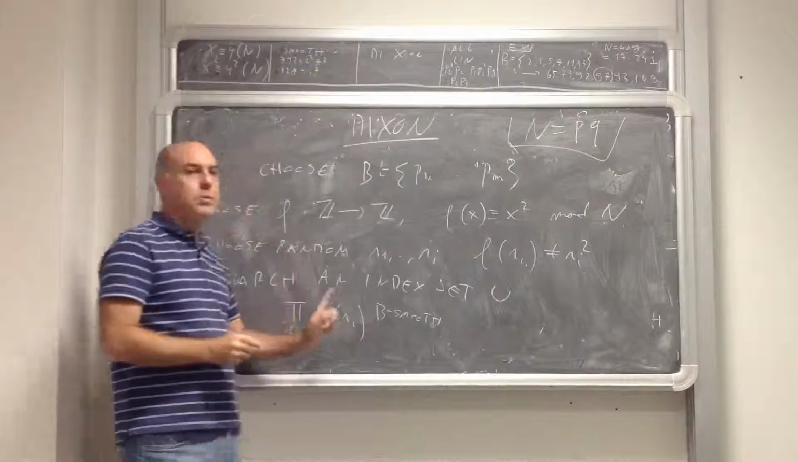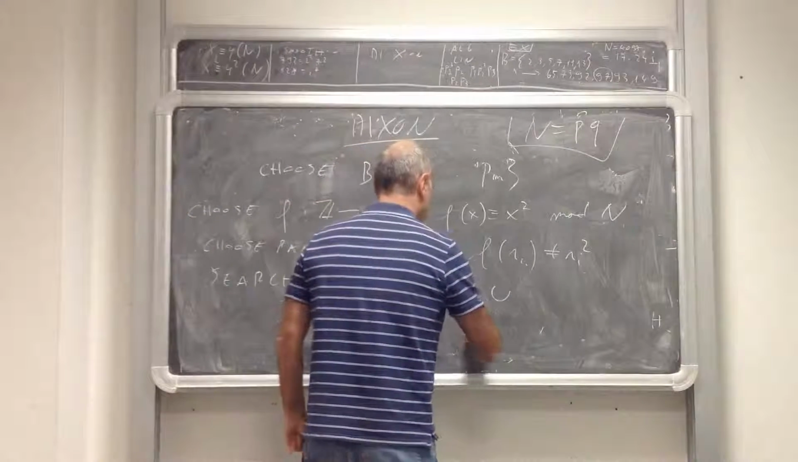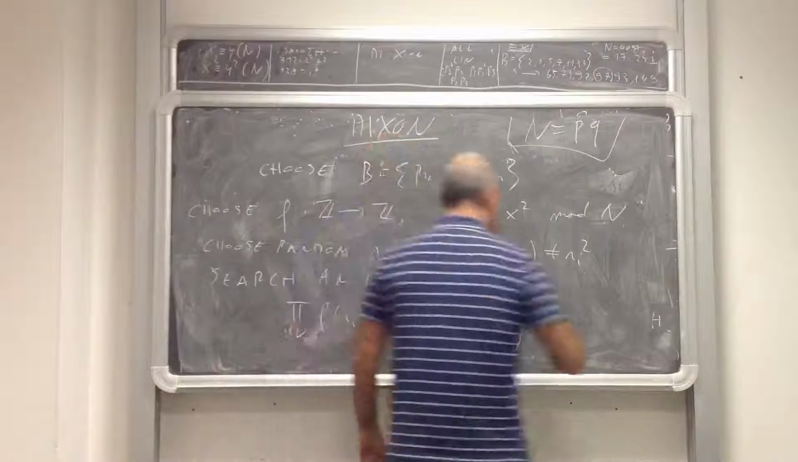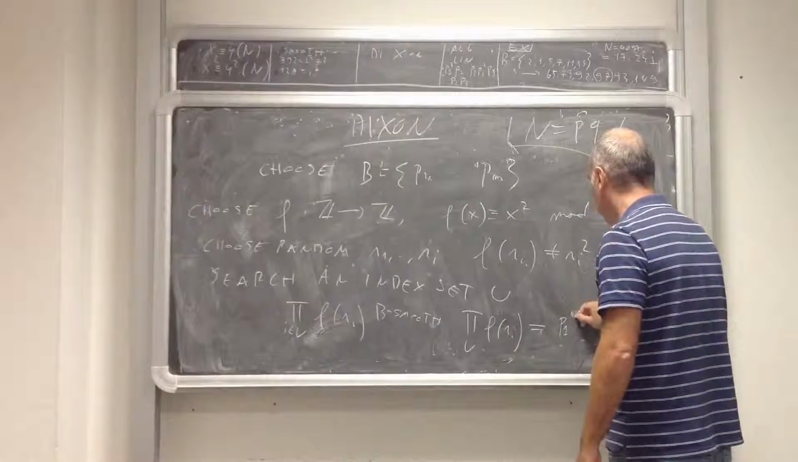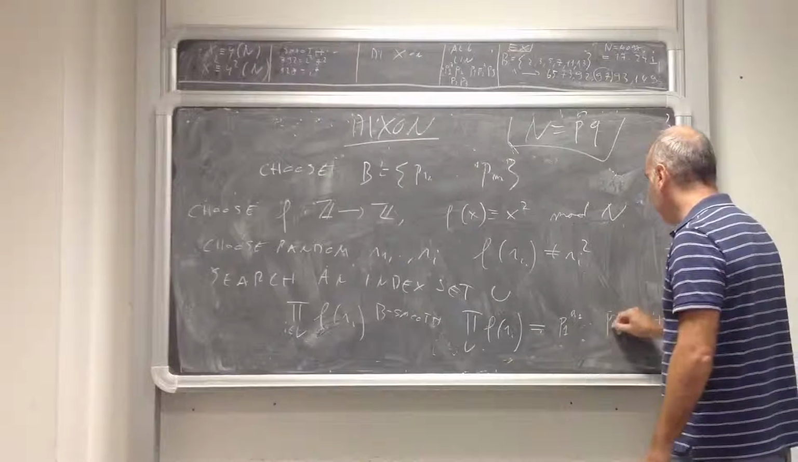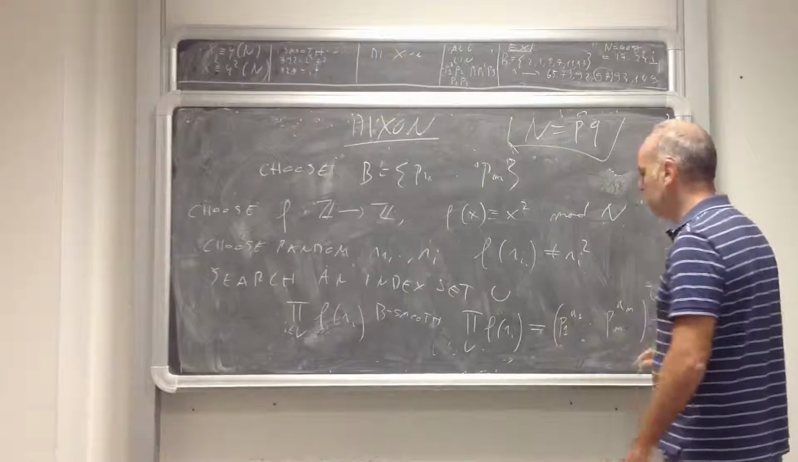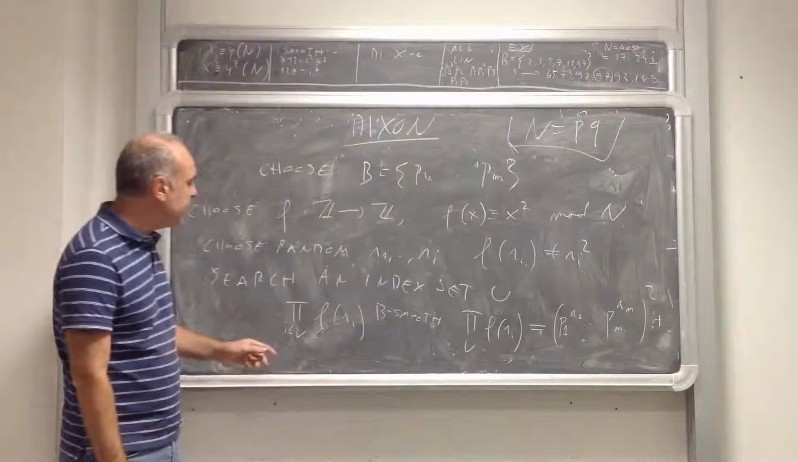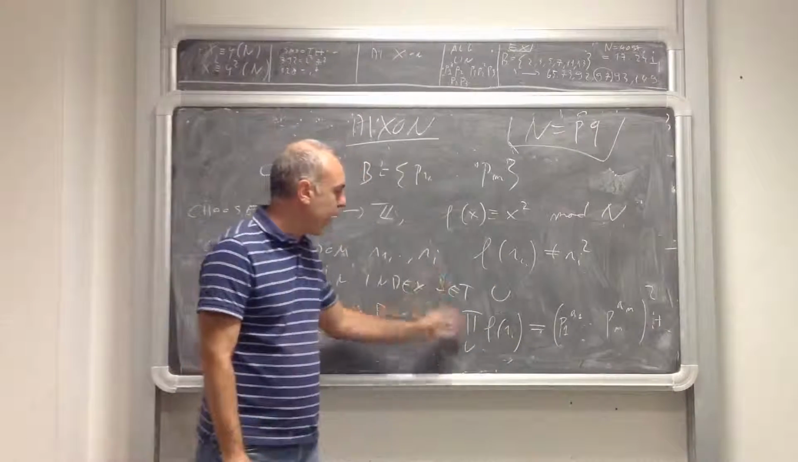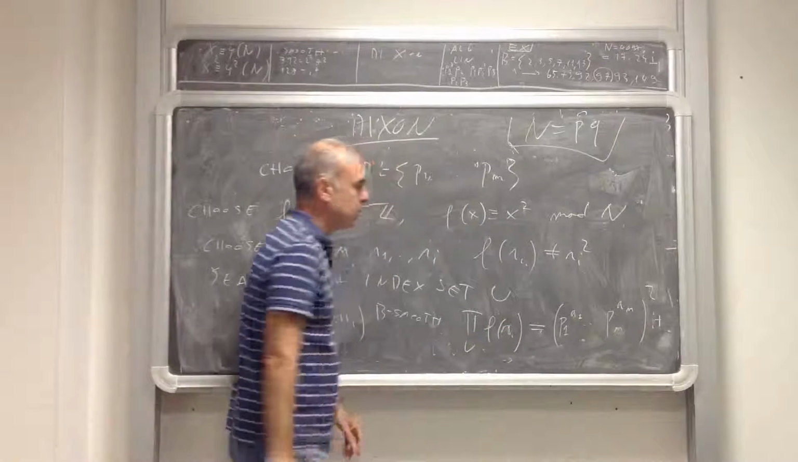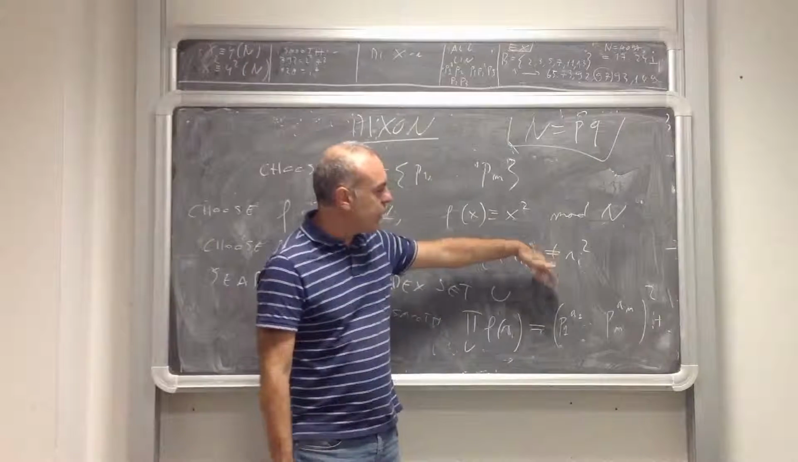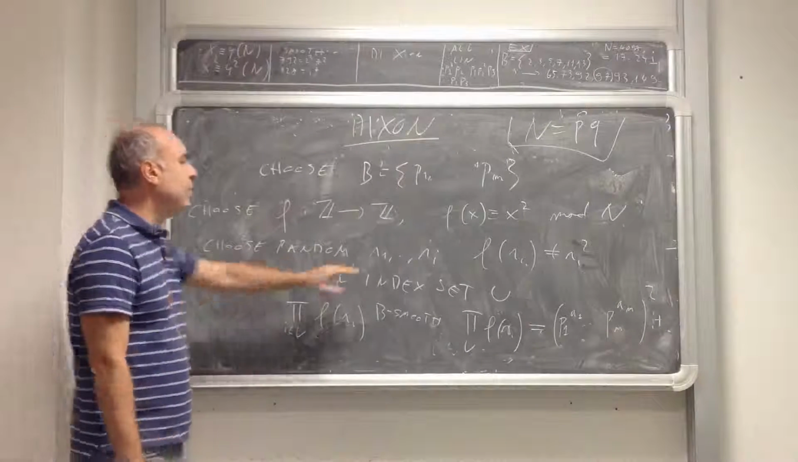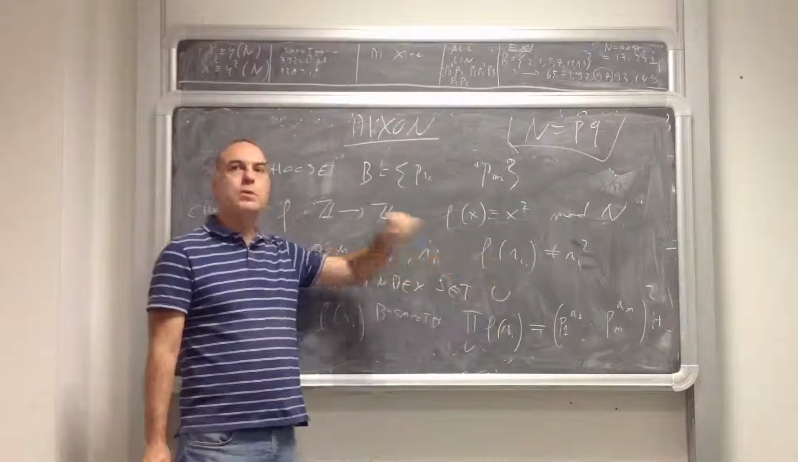So we need this product to be B-smooth, but more, we want this product to be written as even powers, p1^(2a1) through pm^(2am), a square. So we hope to find a set of these ri's with this property. The product of f of the ri can be written as a factorization of square powers of the primes in B. This can be very difficult to find such a U, but we'll discuss that later.